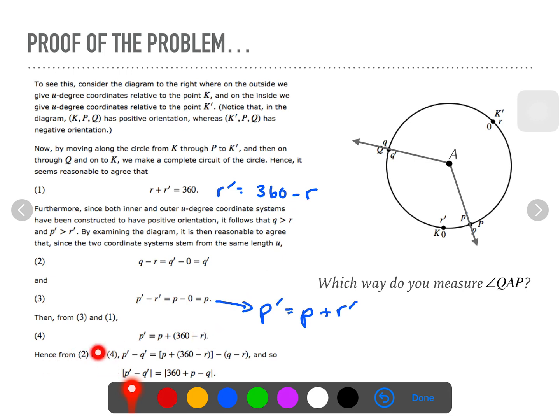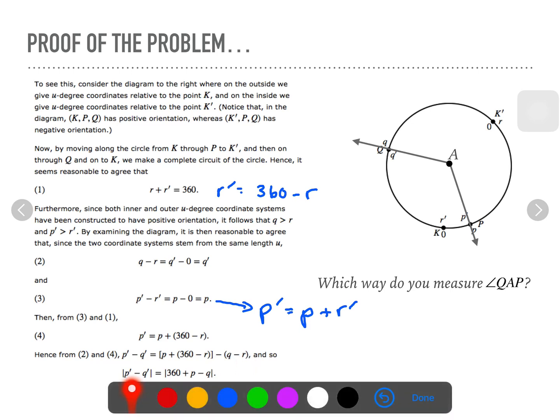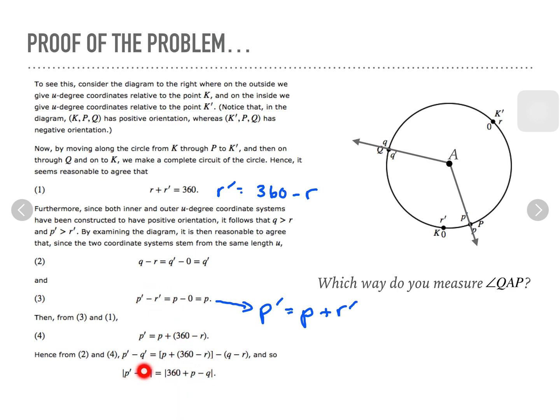Hence, from 2 and 4, P prime minus Q prime is equal to this quantity. Well, look at P prime is here minus Q prime here, Q minus R. And then we simplify and we find that P prime minus Q prime is equal to 360 plus P minus Q. So all we're doing is distributing this negative, the R's cancel out, and that's what I end up with on my right-hand side. And if the quantities are equal, the absolute values must be equal as well.